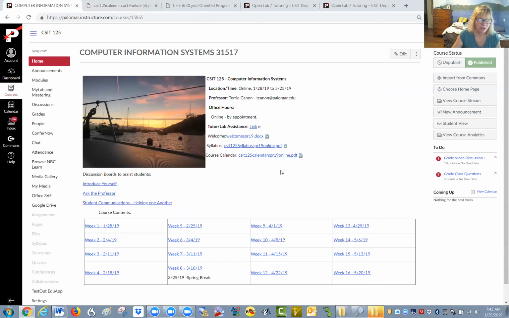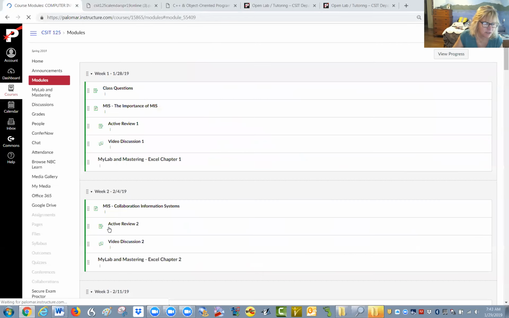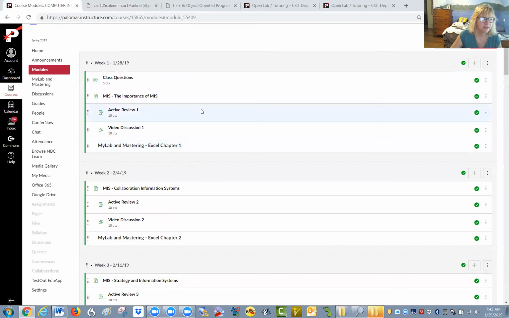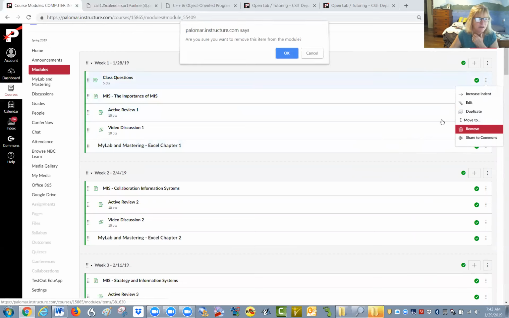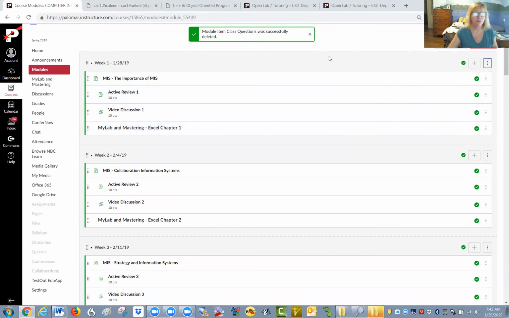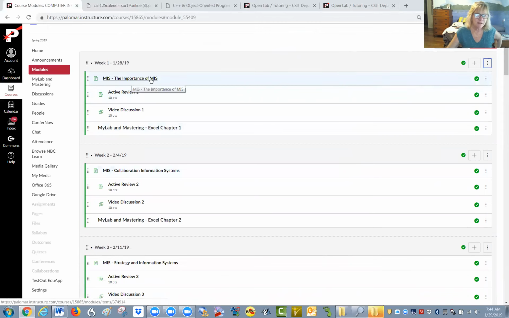As I mentioned, you can see in the calendar what is due the first week, and you can go here to see what's due. So let's look at week 1. I am going to remove this right now. That's a different way of doing the discussion board if you're a student. Okay, so for the first chapter, the importance of MIS, you have these 2 assignments. And then this is the assignment you have in My IT Lab.